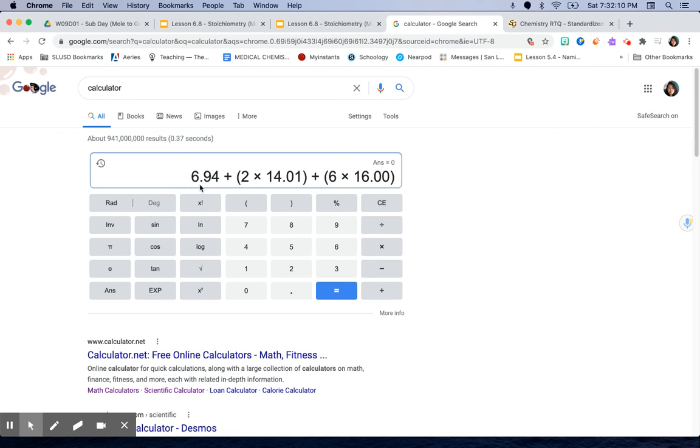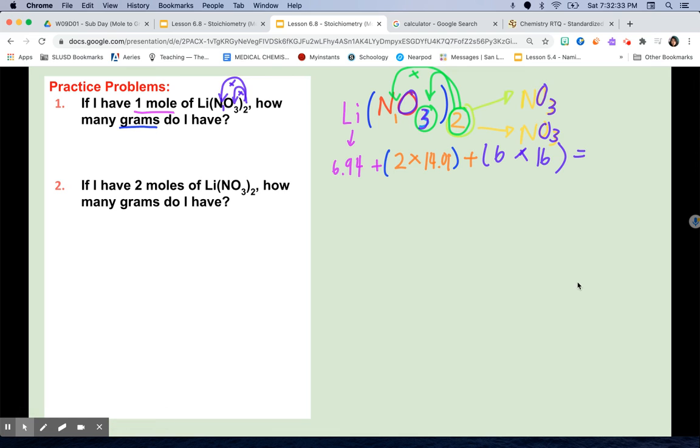Notice when I'm typing things into my calculator, I'm also including the parentheses because remember PEMDAS, we need to multiply first before adding, and so on. So just in case, make sure to also tell your calculator to do that as well. When you multiply everything in, you would get 130.96 grams. So our answer, if you have 1 mole of LiNO3 2, you would have 130.96 grams.